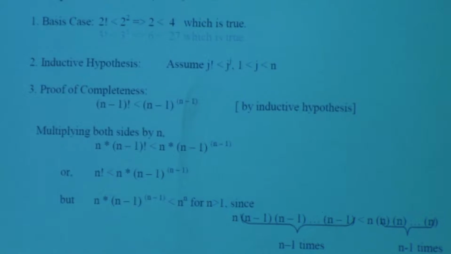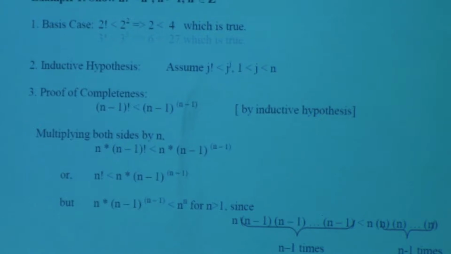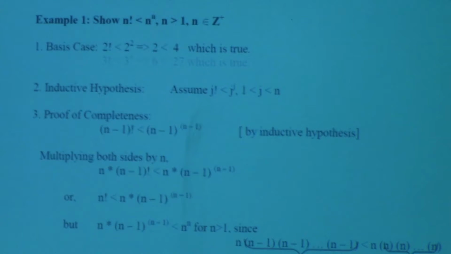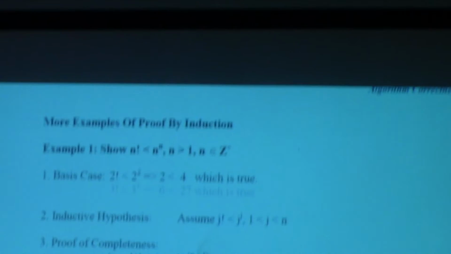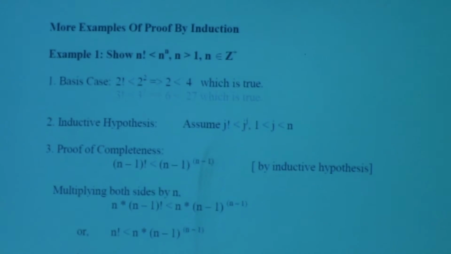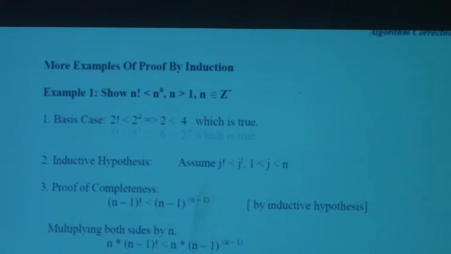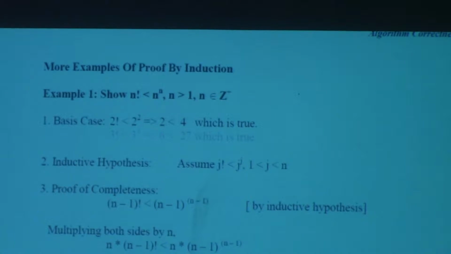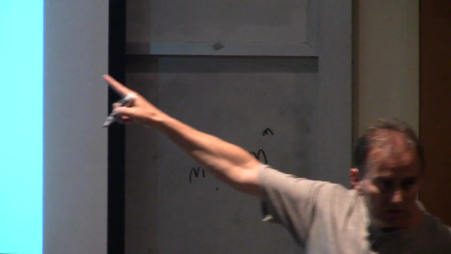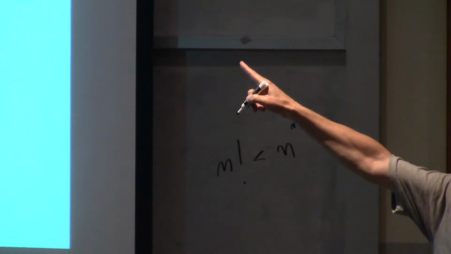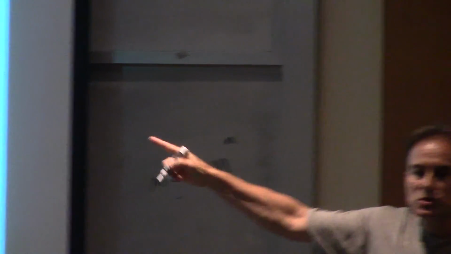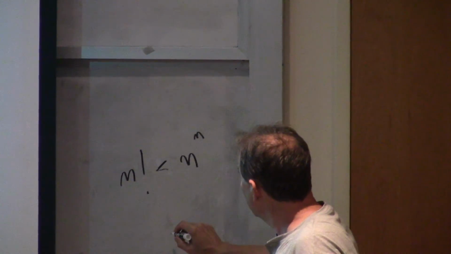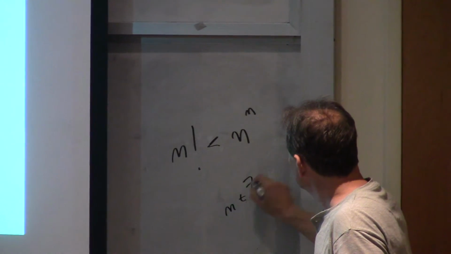Okay, I have another proof by induction here. That's a good one. What we want to show is that the function n factorial, and I'll write it here on the little sideboard as much as I can, is less than n to the power of n whenever n is an element of what? Positive integers, Z plus. So for n an element of Z plus.